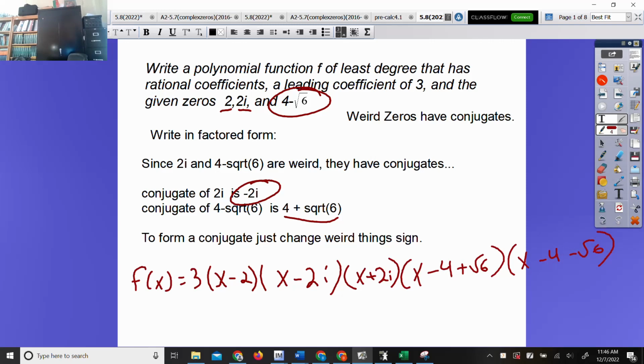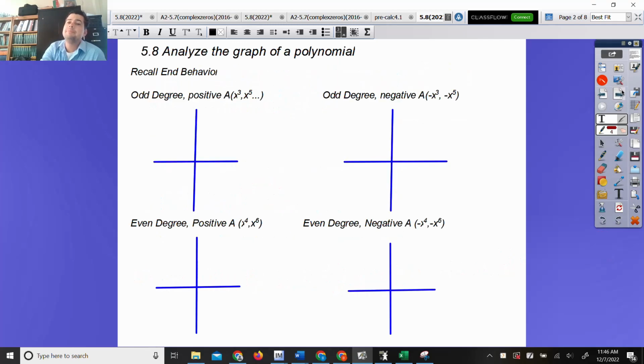And unlike yesterday, we're not going to do a lot of foiling. I just don't have time for it. But I wanted to go over the idea of changing signs when you have parentheses. That's really all there is to it. It's not a hard skill. I've been telling you since August, change signs. All right, 1 of 8 done. Then we get to talk about 5/8. 5/8 is analyzing the graph of a polynomial.